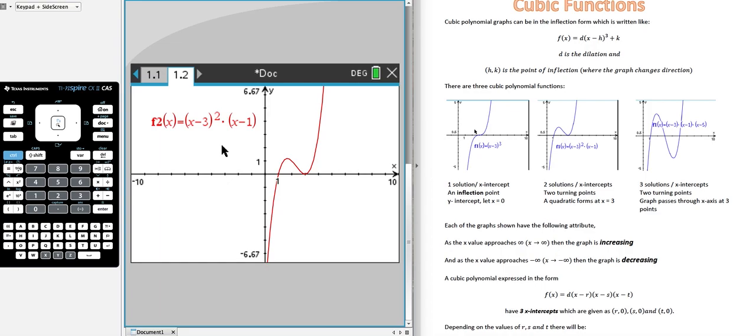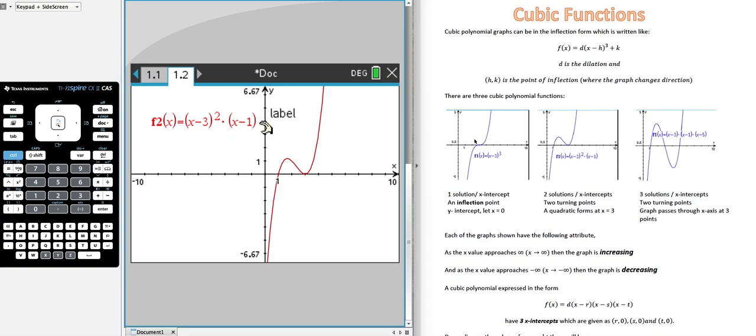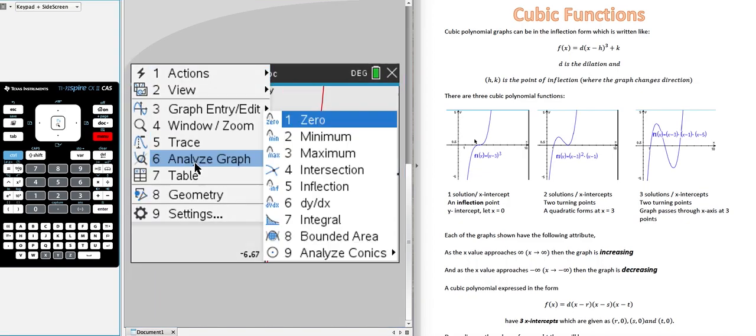Truncus, hyperbolas, all of them, right? But let's stick to cubics. So I've got my cubic here, and this has got a quadratic in it, and then a linear. There's my quadratic, and then a linear factor. So what I can do, of course, is analyze graph.